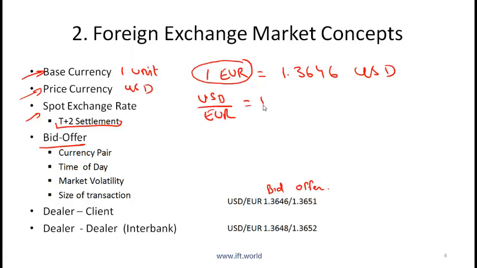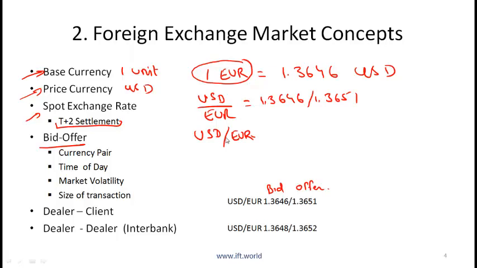euro is equal to 1.3646/1.3651. So in the curriculum, we are basically expressing the exchange rate as a simple fraction. So USD over euro, where the currency in the denominator is the base currency. So the other way this is written is USD slash euro. So this is the convention that is used in the curriculum.